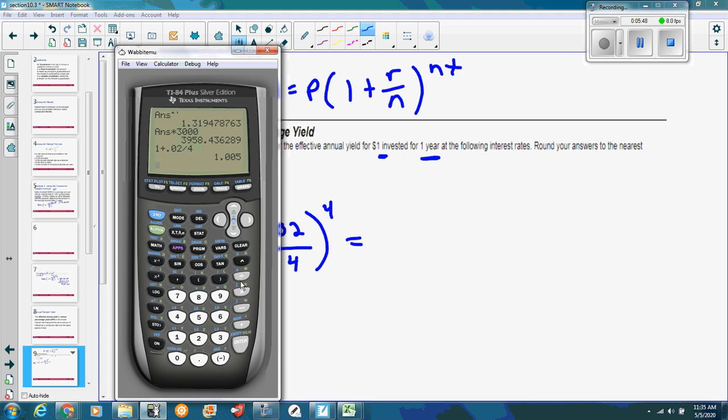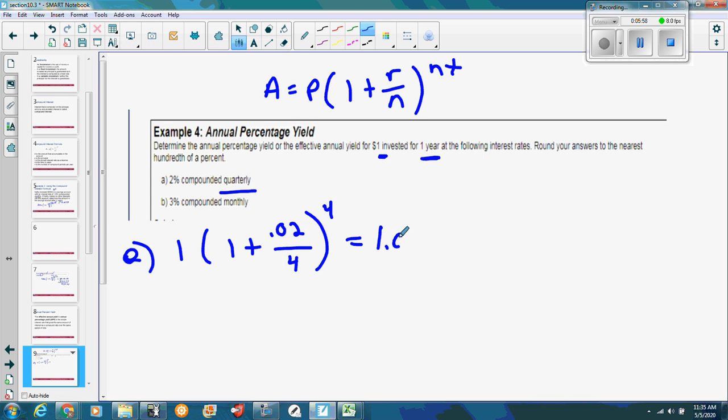Okay, and then raise that to the 4. So my answer is 1.02. So to get what the annual would be, you have to take this 1 off. So you have to subtract 1, which would give you the 0.0202.